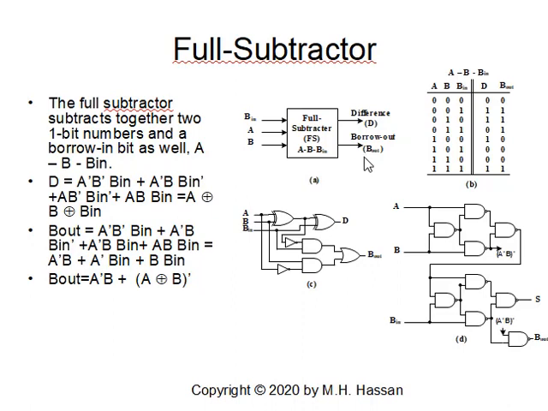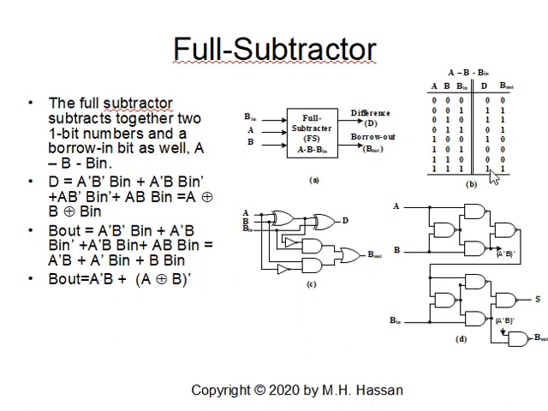So again, we need a truth table with all the possibilities for A, B, and Bn from 0, 0, 0 to 1, 1, 1. And we have 2 to the power 3, so we have 8 different possibilities. And we perform the subtraction, A minus B minus Bn. And by doing that, we will come up with this table, okay? So D will be 0, 1, 1, 0, 1, 0, 0, 1, and B out will be 0, 1, 1, 1, 0, 0, 0, 1, okay?